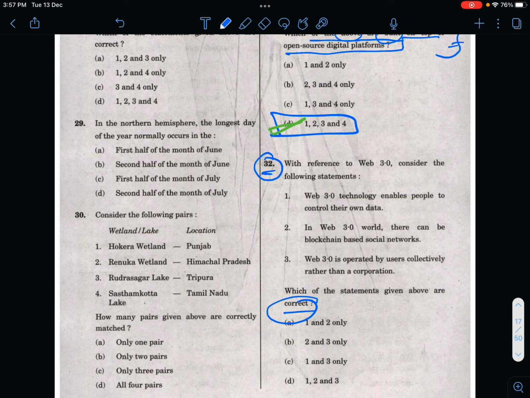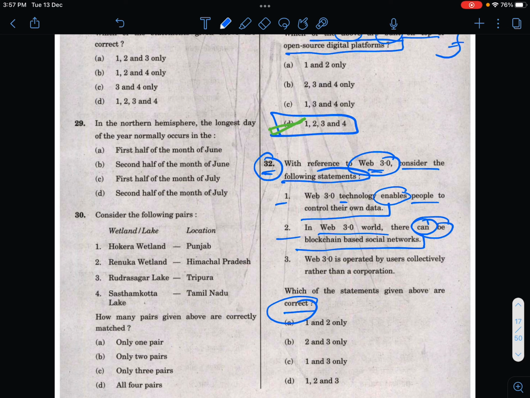Question number 32, let's settle the directive first. Directive is correct. It says, with reference to Web 3.0, consider the following statements. One is, Web 3.0 technology enables people to control their own data. Two says, in Web 3.0 world, there can be blockchain based social networks. Number 3 says, Web 3.0 is operated by users collectively rather than a corporation.